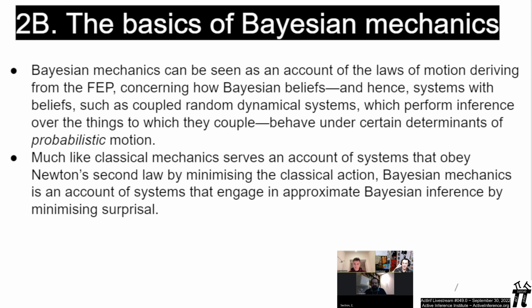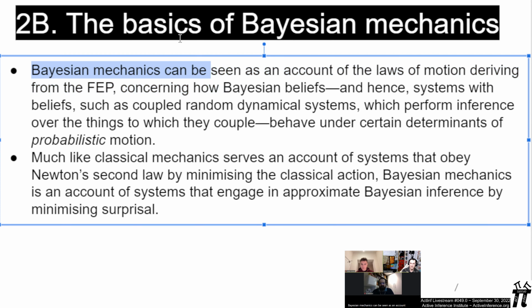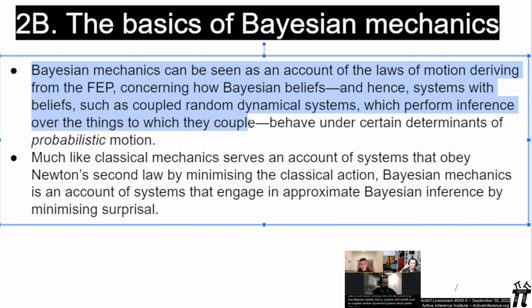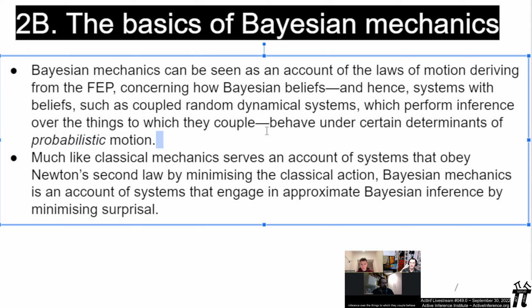Section 2b is the basics of Bayesian mechanics. Bayesian mechanics can be seen as an account of the laws of motion deriving from the FEP, concerning how Bayesian beliefs, that is, systems with beliefs, such as coupled random dynamical systems, which prefer inference over the things to which they couple, behave under certain determinants of probabilistic motion. And this is another really interesting note. Much like classical mechanics serves as an account of systems that obey Newton's second law by minimizing classical action, Bayesian mechanics is an account of systems that engage in approximate Bayesian inference by minimizing surprisal.